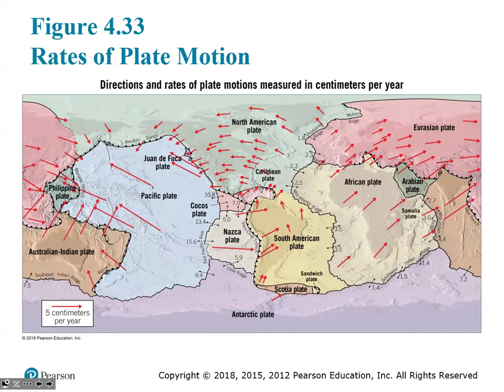It's more like 3.5. The biggest places are over here. The East Pacific Ridge has got 15 and 13. You can see the numbers here at various places. But yeah, this is centimeters per year. So it's not very fast, but it builds up over long periods of time.